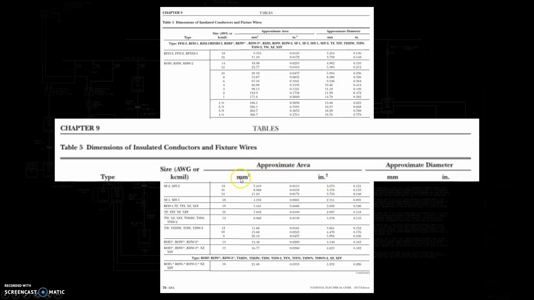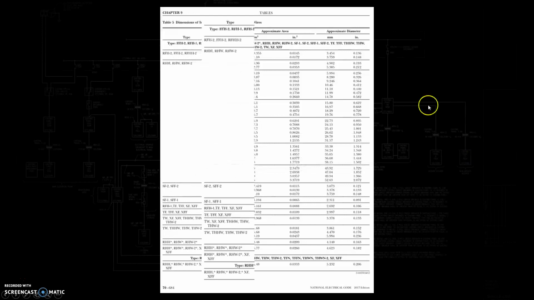You could theoretically use the other, I don't know why you would do that, but we're particularly interested in this inches squared column, approximate area in inches squared. Then they also give you the diameter. Quite frankly, I don't think I've ever used that column, but those are the various columns we're dealing with.